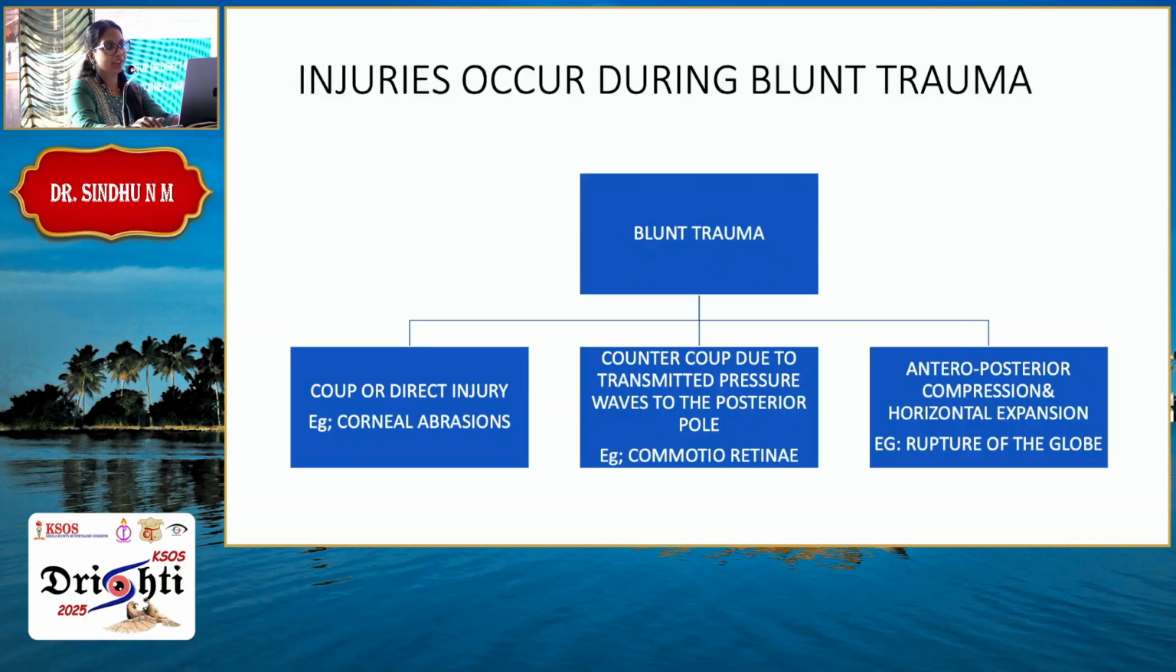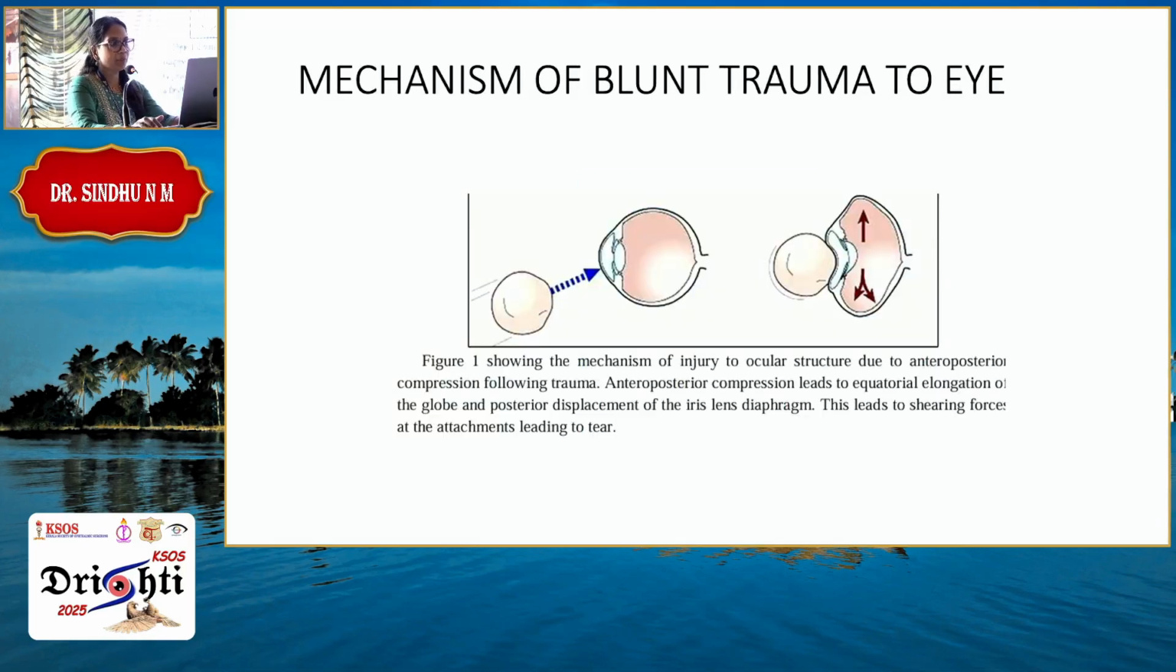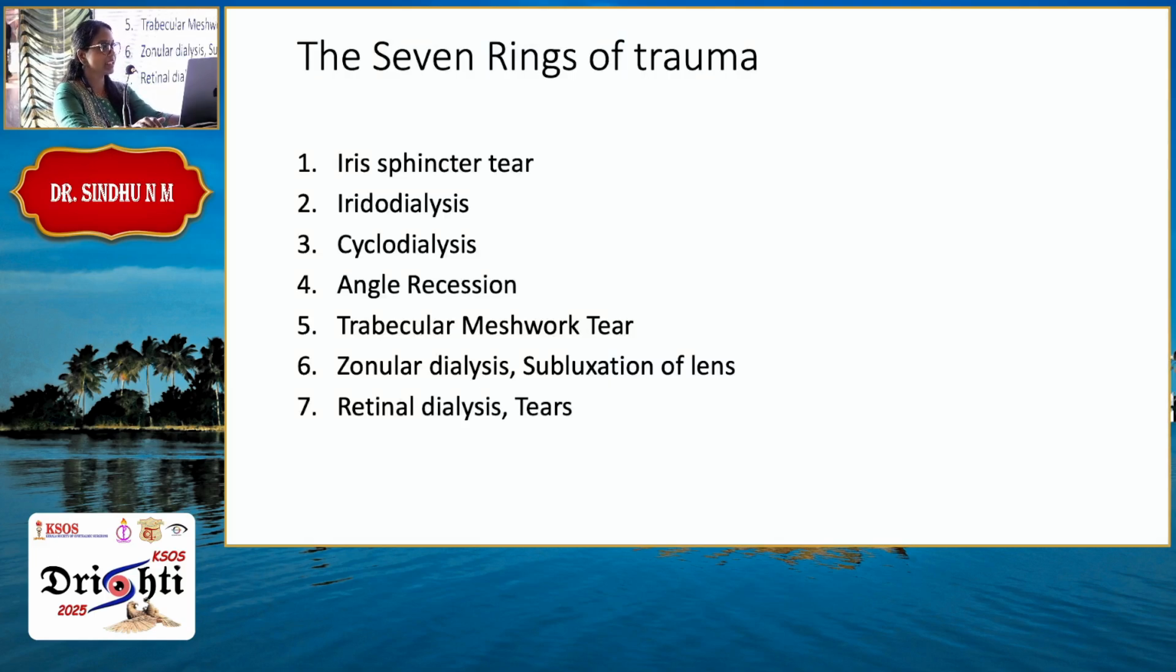Injuries in blunt trauma are mainly due to coup or direct injury, or countercoup due to transmitted pressure waves to the posterior pole, or an anteroposterior compression and horizontal expansion. This anteroposterior compression can cause posterior displacement of the iris-lens diaphragm, and the fluids within the eyeball will not compress, so it expands equatorially and can cause shearing forces at the attachments leading to tears. These are the 7 rings of trauma: iris sphincter tear, iridodialysis, cyclodialysis, angle recession, trabecular meshwork tear, zonular dialysis and subluxation of the lens, and retinal dialysis tears.